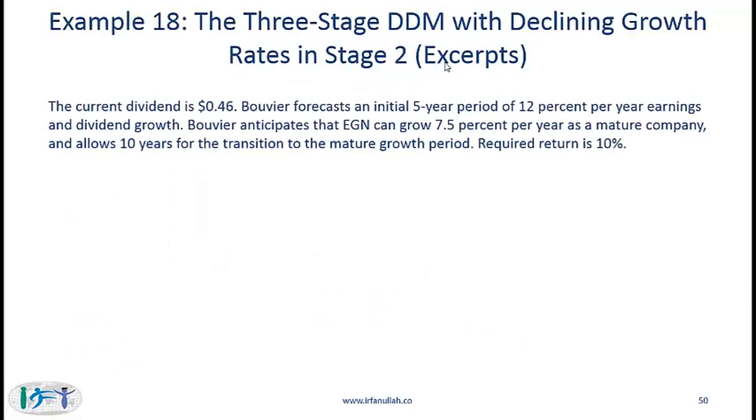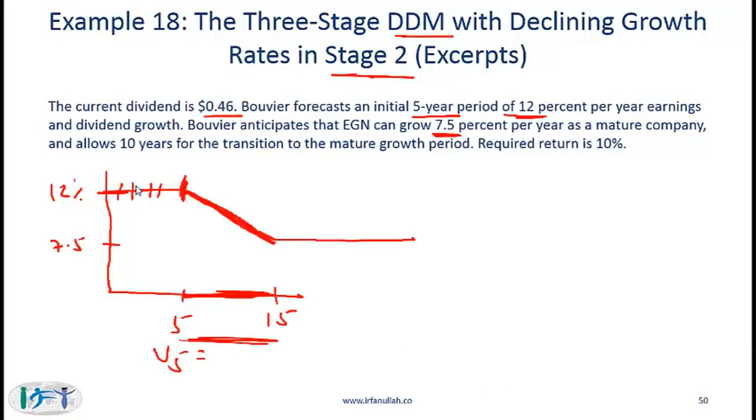And then this is the version 2 of the 3-stage model. The current dividend is 0.46. Analyst forecasts an initial 5-year period of 12%. So here initially we are at 12%. He estimates that the company can grow at 7.5% per year as a mature company. So what's going on here? So eventually we'll be at 7.5%. So here is what you do.